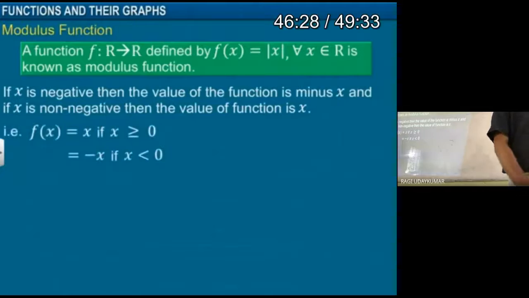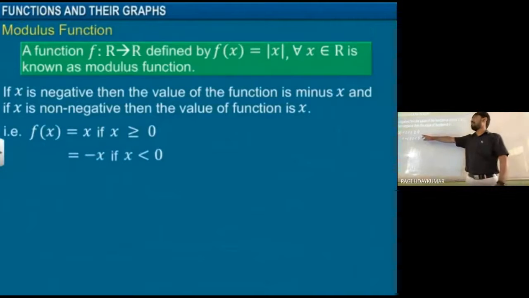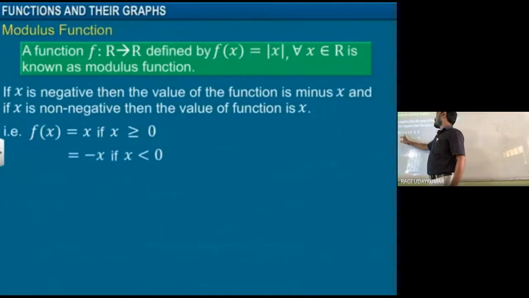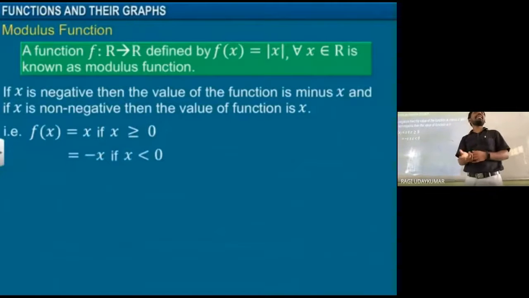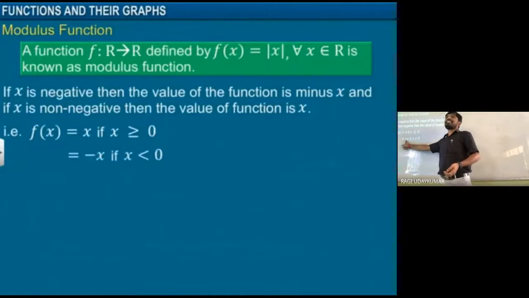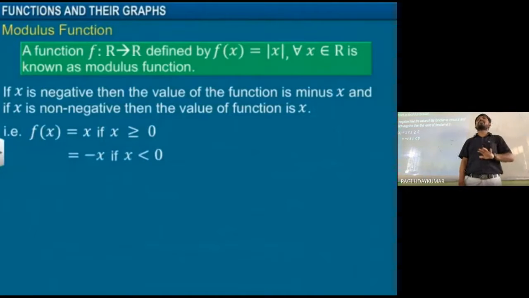Okay, like this, the modulus function can be written as f of x equal to x if x is greater than or equal to 0, and f of x equal to minus x if x is negative. See, take the x value -3. If -3 is written inside, the modulus should give +3. To get +3, what do you do? You multiply -3 by minus. So that's why -x. f of -3 equals +3. To get +3, you multiply minus by minus. So that is why -x is given.